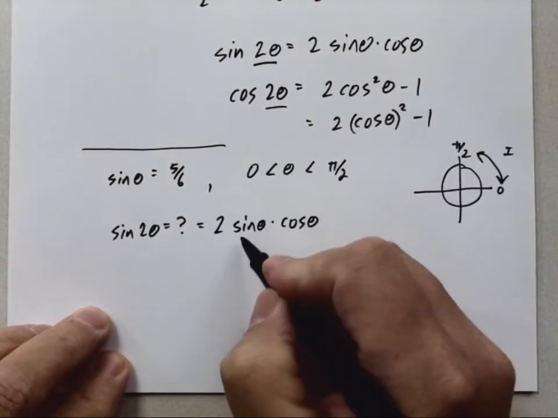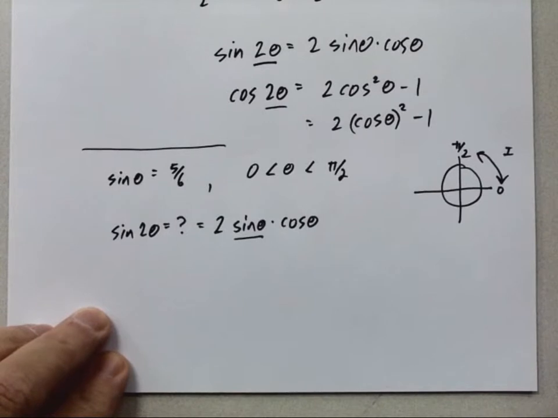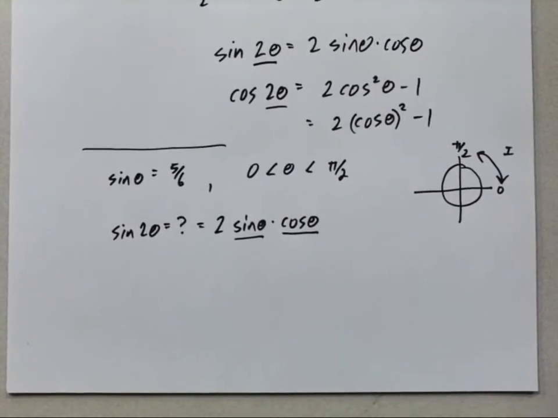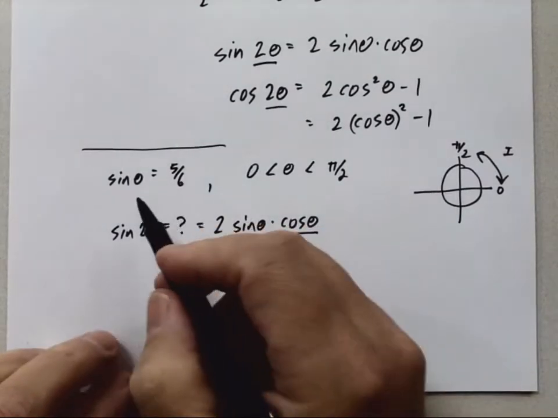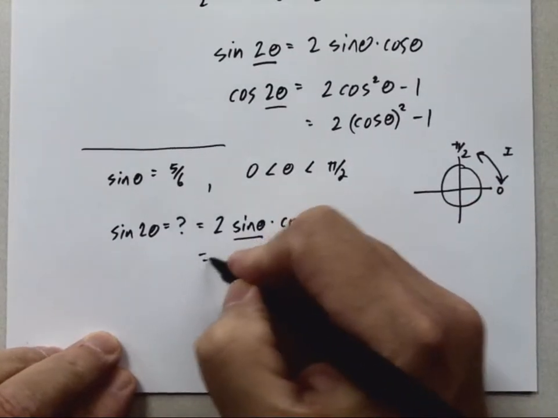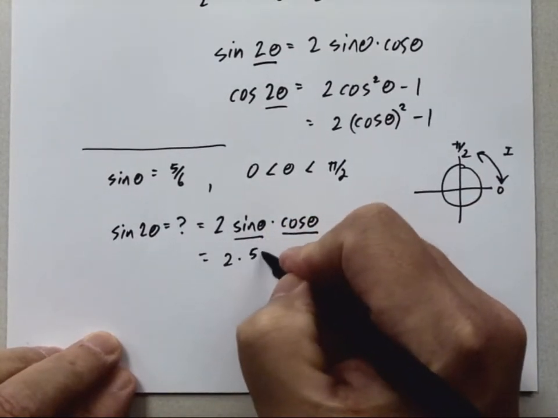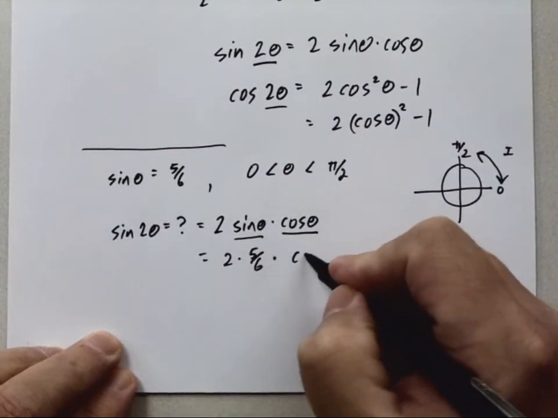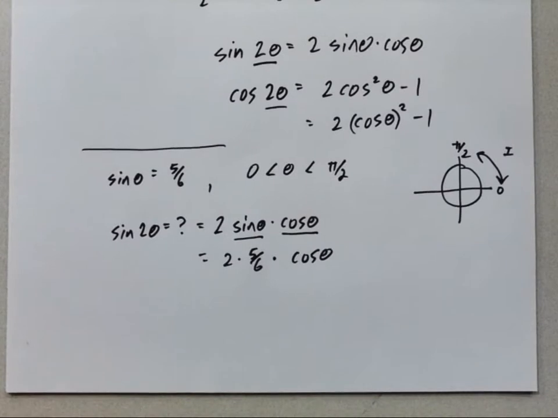So if I could determine what the value of sine of theta is and determine the value of cosine of theta, I plug them in here and I'm done. Well, they give us the sine of theta, 5/6. So in a sense, I can right now plug in 5/6. But somehow I need to know what the cosine of theta is. How can I determine the value of the cosine of theta?